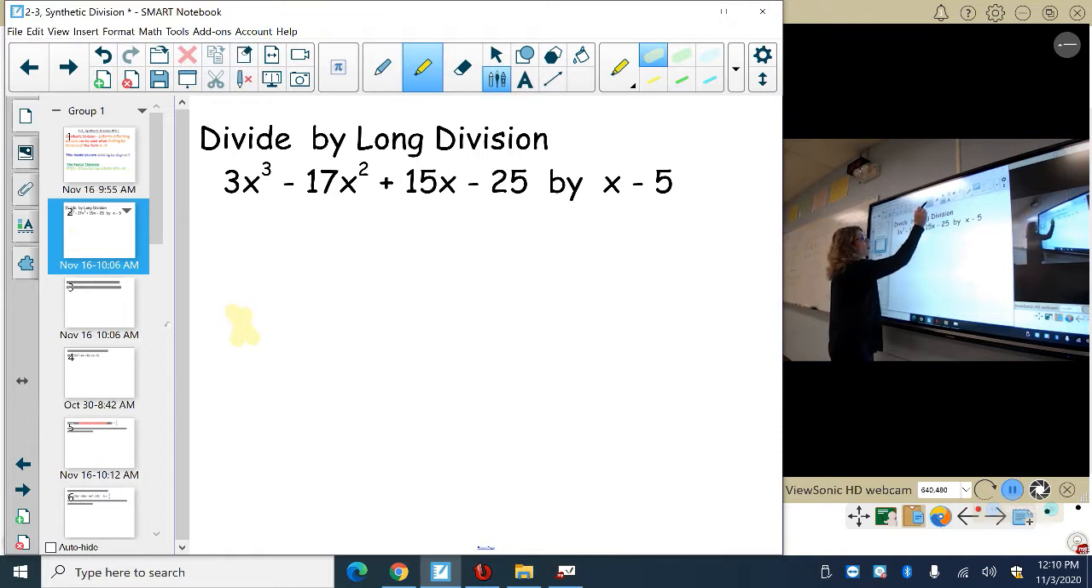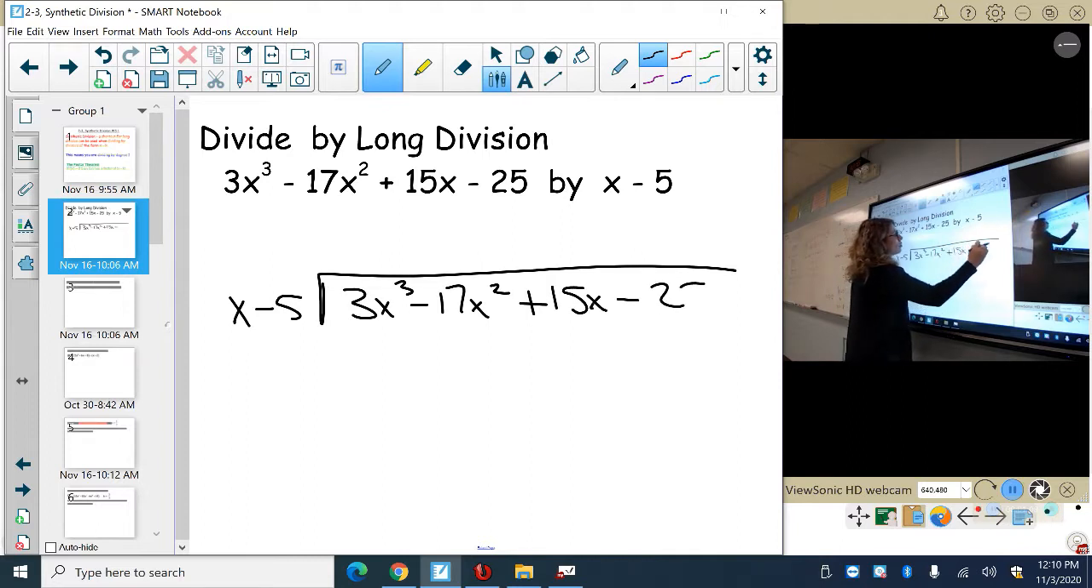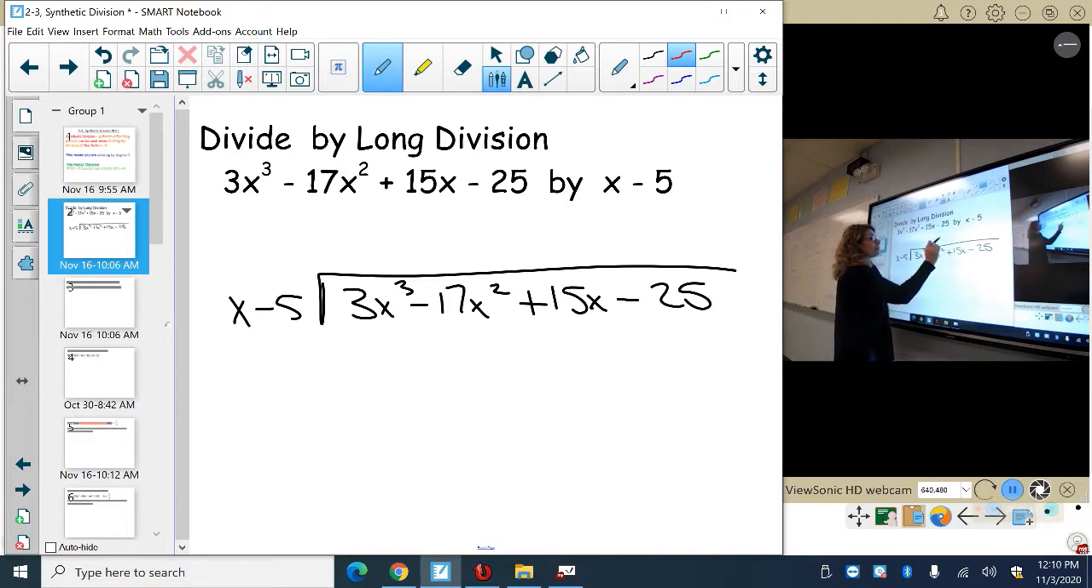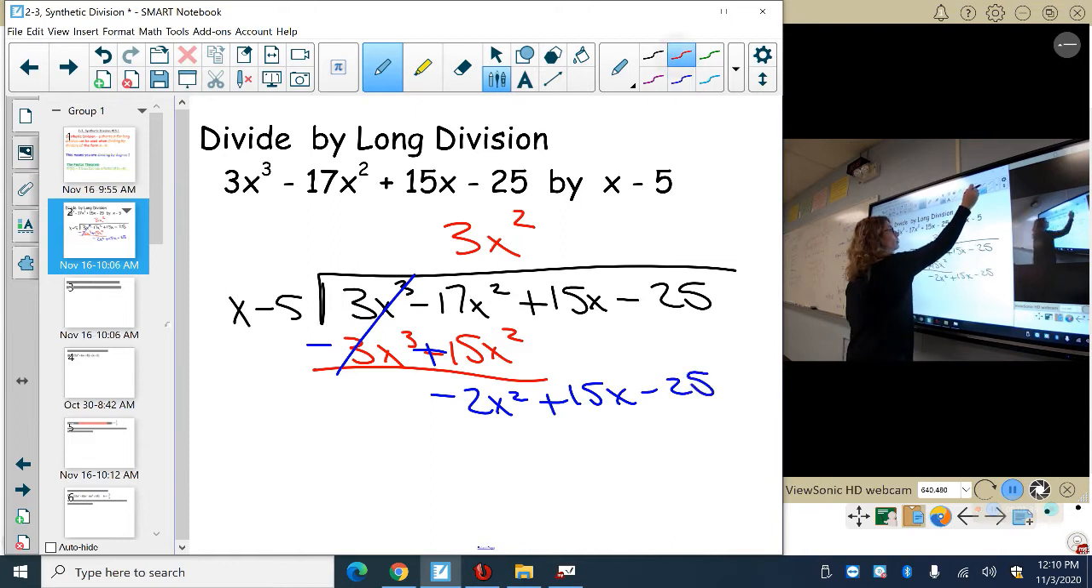So if we divide this by long division, what that means is x minus 5 goes on the outside, and then 3x cubed minus 17x squared plus 15x minus 25 goes on the inside. Now, what do I multiply x by to get 3x cubed? I multiply by 3x squared. So 3x squared times x is 3x cubed. 3x squared times negative 5 is negative 15x squared. Then, remember, we changed the signs and we added straight down. So that's negative 2x squared, and I dropped down the other polynomial.